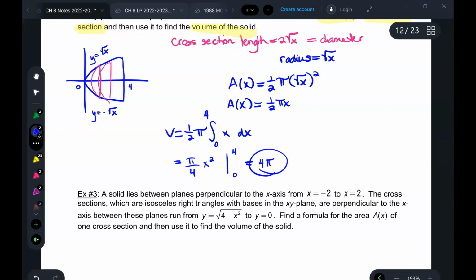And you don't need to worry about units, okay? It's just going to be implied, only if it's like a word problem where they give you units, otherwise you can just leave it.